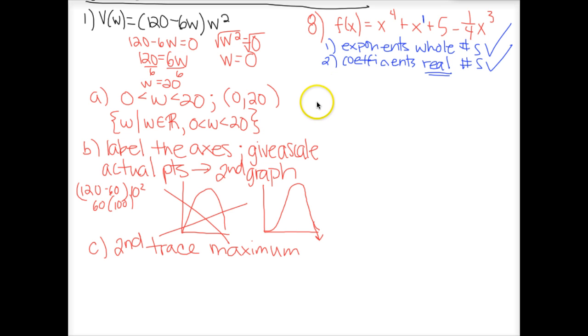So it said, if yes, write it in standard form. So that means highest exponent to lowest exponent. So highest exponent was x to the 4th, followed by my x cubed, minus 1/4 x cubed. There is no x squared, so next goes x to the 1st, which is plain x, and then my plus 5. This is standard form.